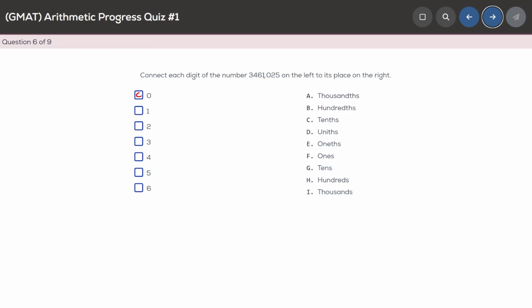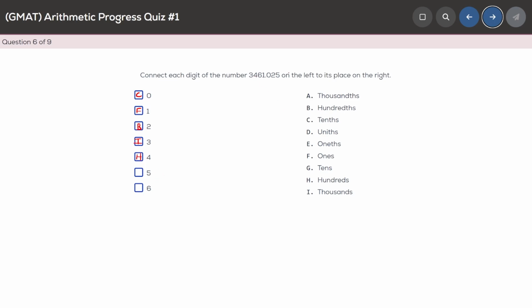All right, the 1 is in the ones place. That's convenient. The 2 is in the hundredths place, so that's going to be B. The 3 is in the thousands place, because again, 3,000, that makes sense, right? So that's going to be I. The 4 is in the hundreds place, hundreds with a Z.